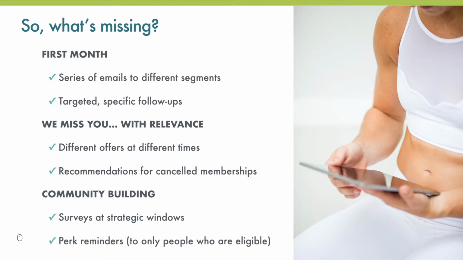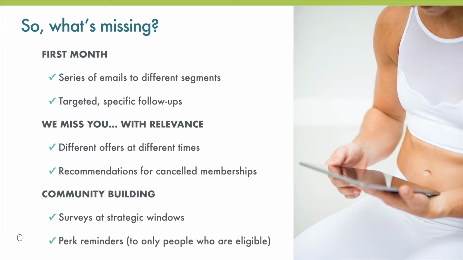In the category of the We Miss You emails, in MindBody, you've got one We Miss You email, and you can set it to go at different intervals, but it's the same message recycled over and over and over. The problem with that is people start to ignore that. If it gets generic and it's not targeted to where I actually am in my journey, I'm going to start to ignore that email. And that's the problem you get from that single email that comes from MindBody in the We Miss You category.